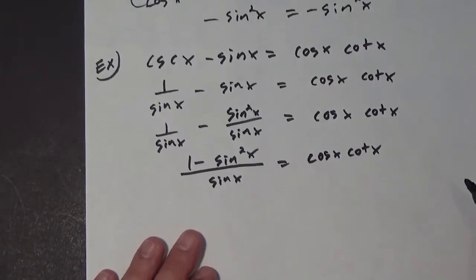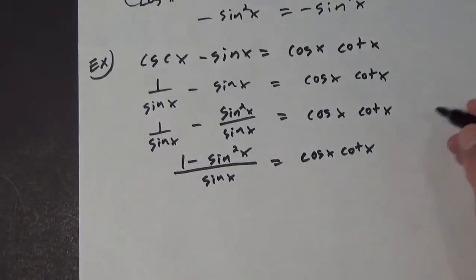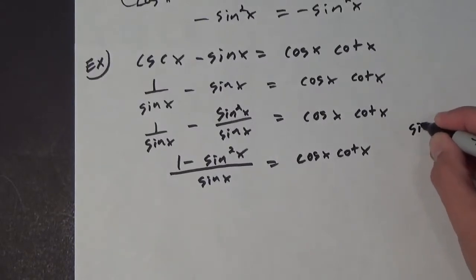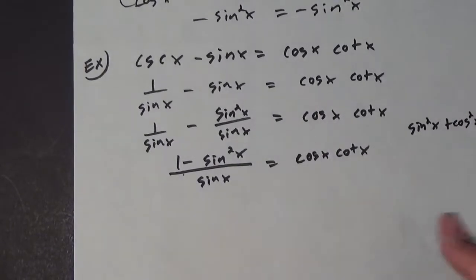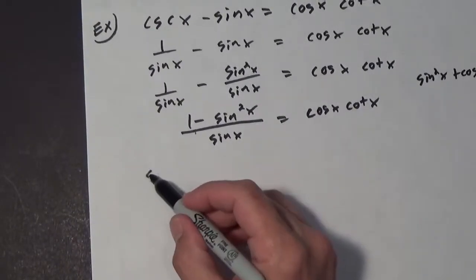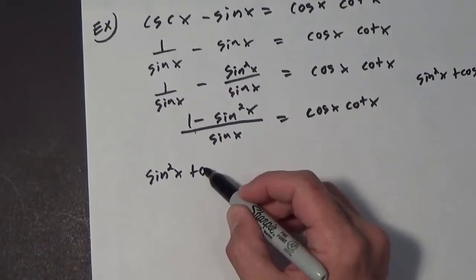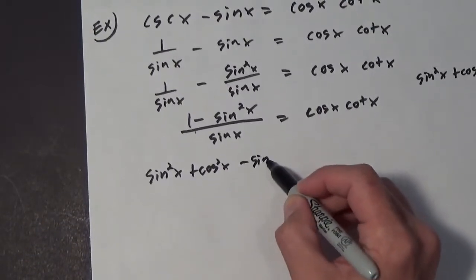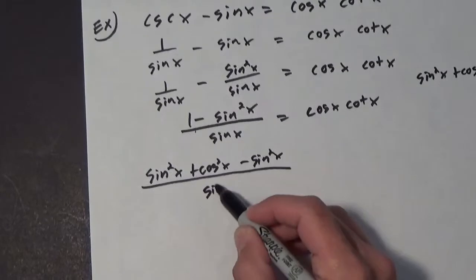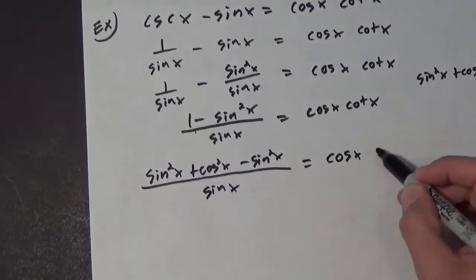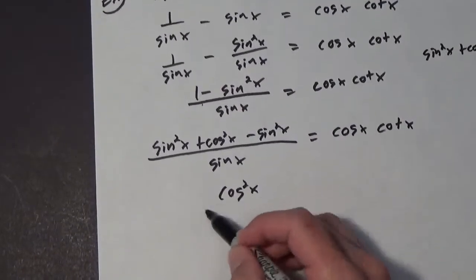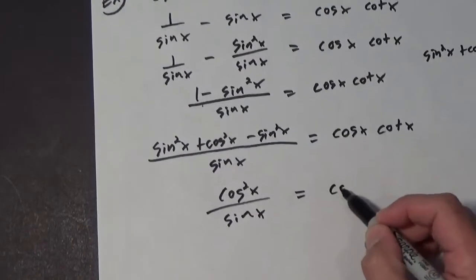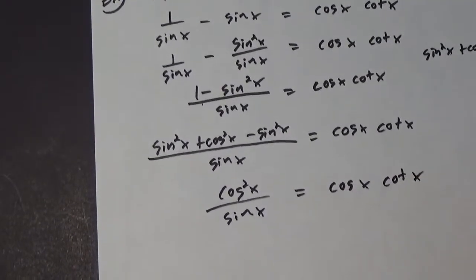Okay, 1 minus sine squared, that looks like, again, a Pythagorean identity. So we have, let's see here, sine squared of x plus cosine squared of x equals 1. I'm going to do something different. I'm going to substitute in sine squared plus cosine squared for 1. That should be good. So we're going to have the sine squared of x plus the cosine squared of x minus the sine squared of x all over the sine of x. These sines cancel out, and so now we have the cosine squared of x over the sine of x. Does that equal the cosine of x cotangent of x?